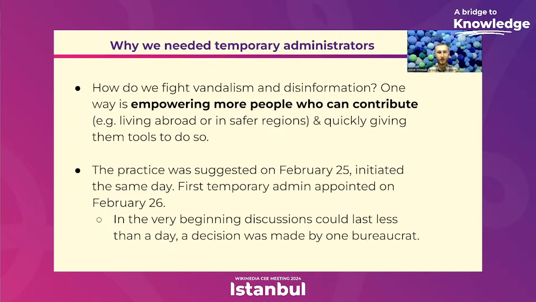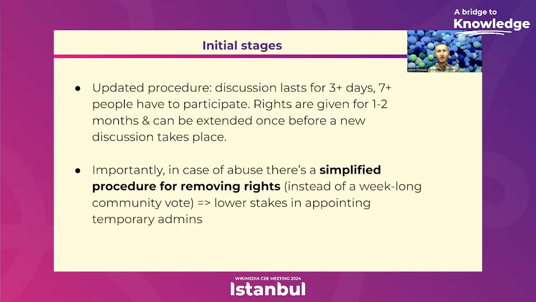At the very beginning, discussions were very quick, lasting about a day, and a decision was made by one bureaucrat. Then we streamlined this procedure a bit. So now this discussion lasts for at least 3 days. At least 7 people have to participate, and rights are given by bureaucrats for 1 or 2 months. They can be extended once without a discussion. And then, if the administrator wants to renew their rights, they need to apply for a new community discussion.